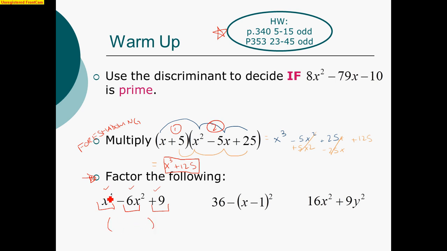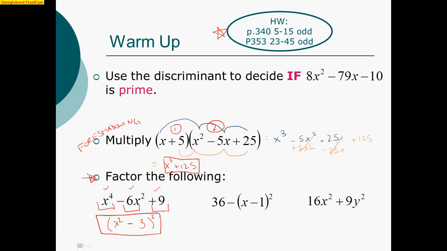Further, since x to the fourth is a perfect square, and 9 is a perfect square, and when I pull this minus down here, and I multiply and double these two, 3 and x squared, I get negative 6x squared. Therefore, I get x squared minus 3.